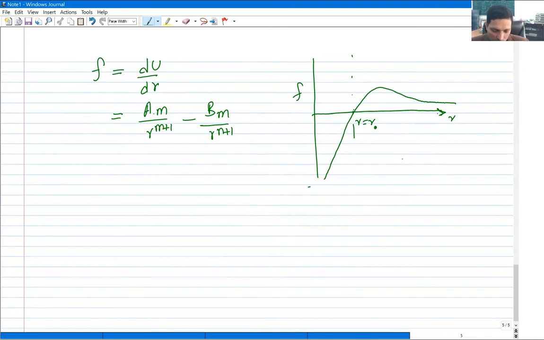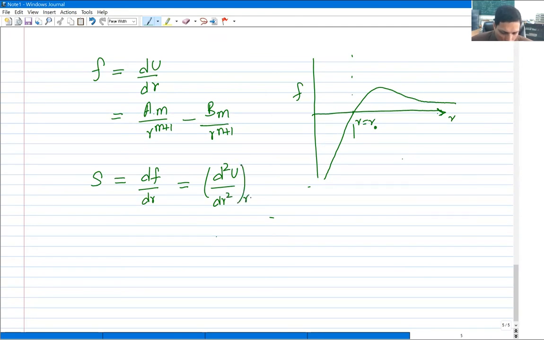And if you want to decrease the distance, you will have to apply some negative force between the two atoms. Before this, we had also said that the stiffness between the two atoms was represented by S, F equal to S times R minus R naught. That can also be given in terms of the differential form of force, dF by dr. So it becomes d2U by dr square at r equal to r naught.